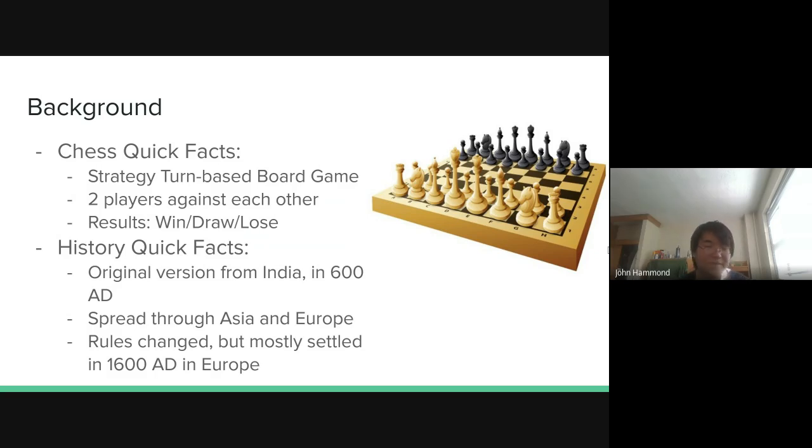Just as a quick set of facts about the history, it originated from India in about 600 AD. From there, it spread throughout Asia and Europe. Of course, the rules did change over these 1400 years, but the rules mostly settled into chess as we know it now in about 1600 AD in Europe.